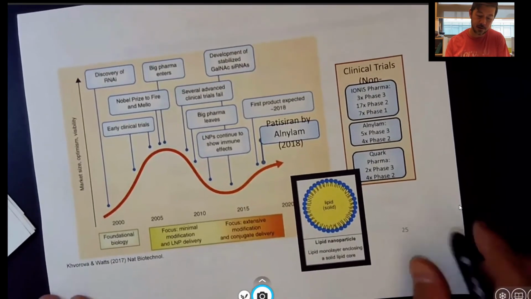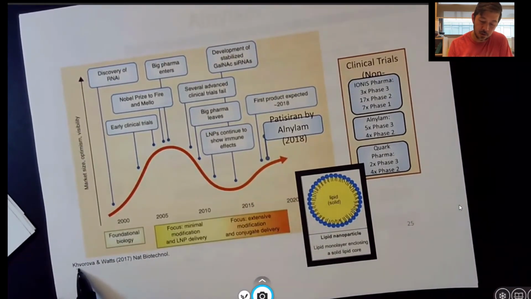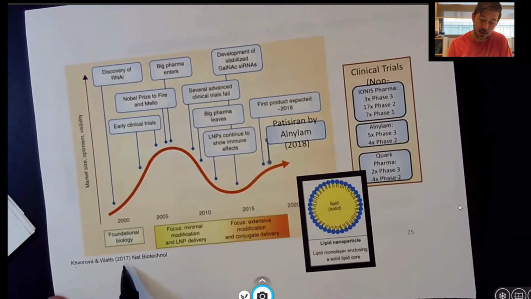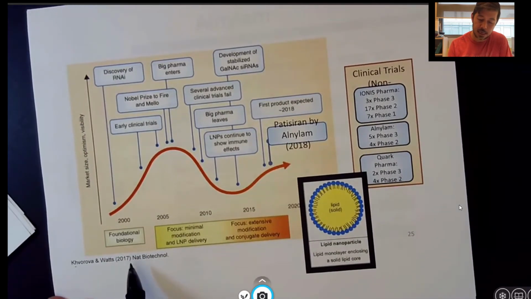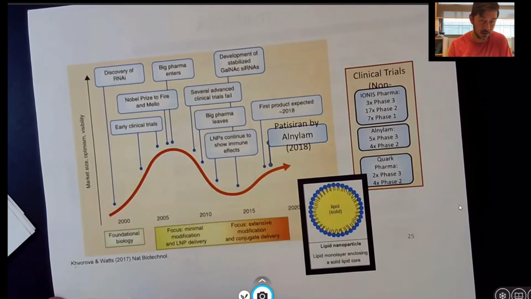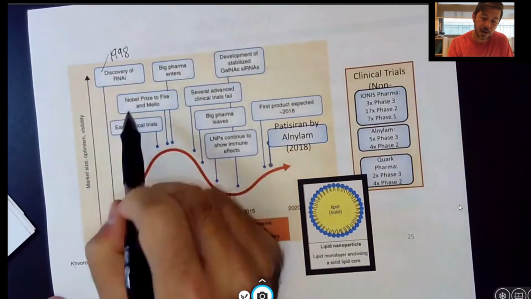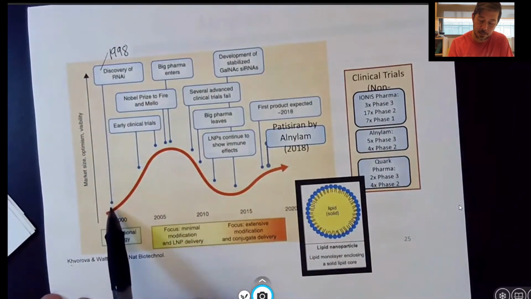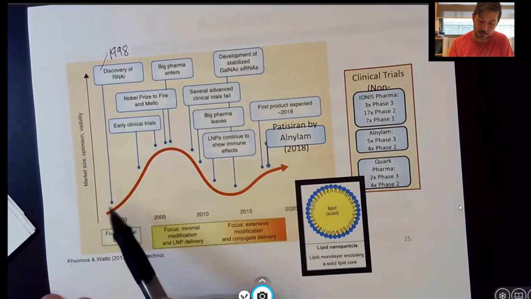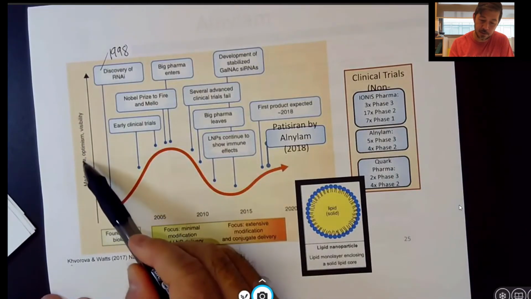So this is a figure from Varova and Watts in 2017, just highlighting the discovery of RNA interference, which I described, and where the field is now, and kind of gives you an idea of optimism and where things failed, and where we are now. So as I mentioned, in 1998, Fire and Mello discovered this RNA interference, and there was a lot of optimism in the field. So you can see here the market size, optimism, visibility.